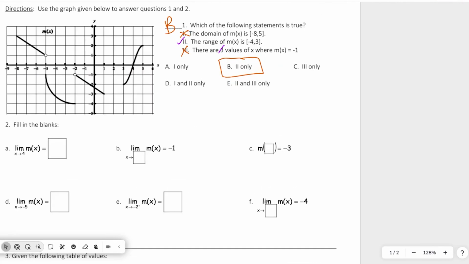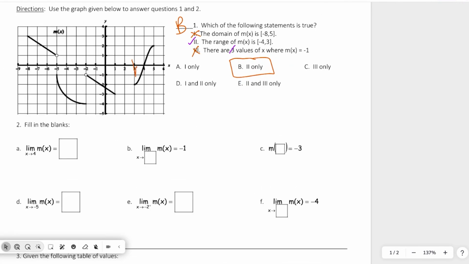So x equals 4 is right. Okay, I don't know what's going on. Cammie is just like having a fit.